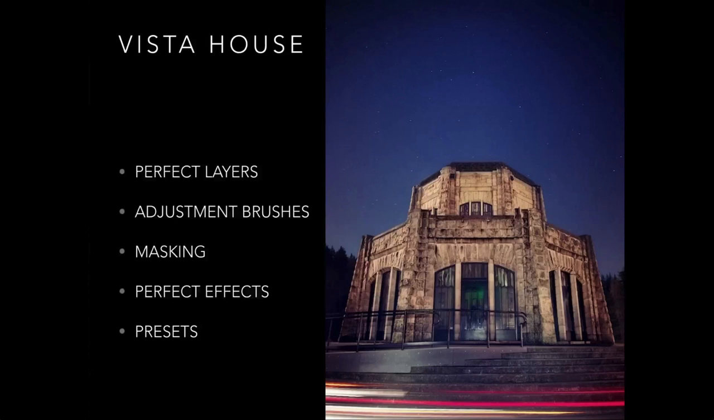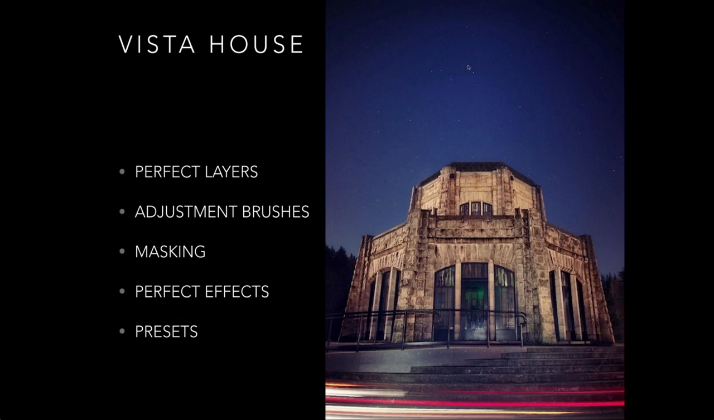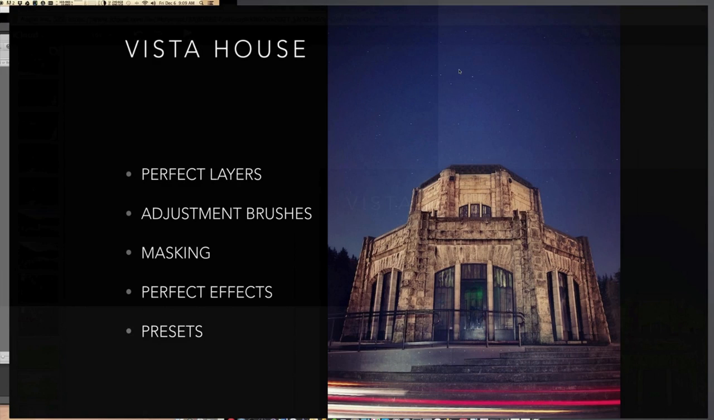So right now I'm going to cut to actually editing an image. This is a picture of Vista House on the right. This is the final version, but I'm going to show you guys exactly how I got there. We're going to touch on a few different parts of the suite. We're going to go through Perfect Layers, how to use some of the new adjustment brushes, a little bit on masking, and then into Perfect Effects and presets. So I'm going to just jump out of this keynote right now and go into Aperture.